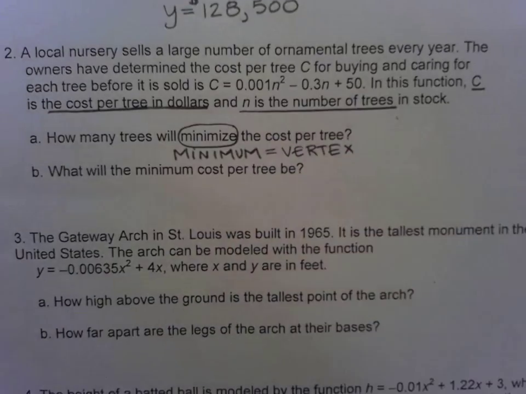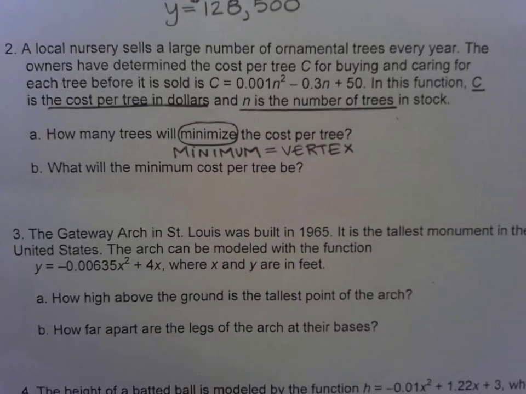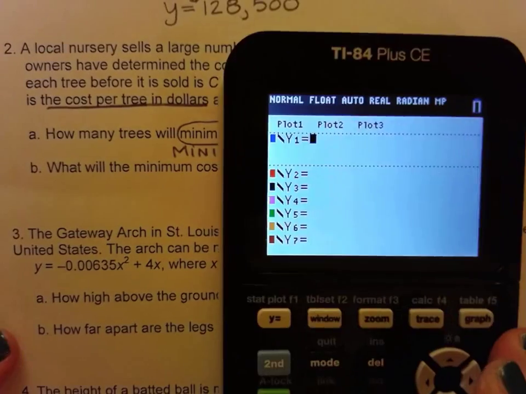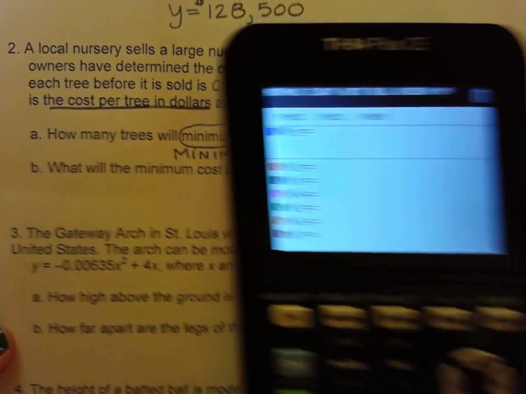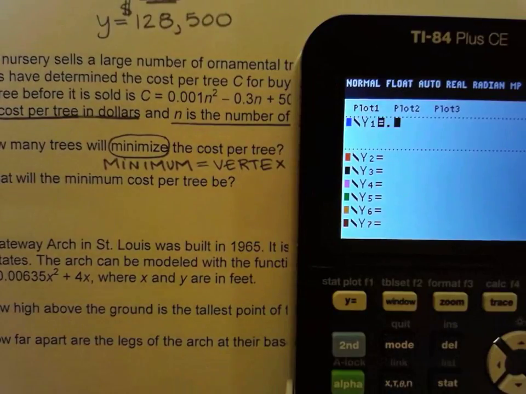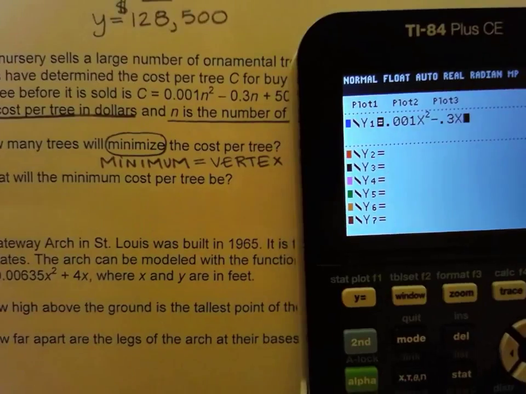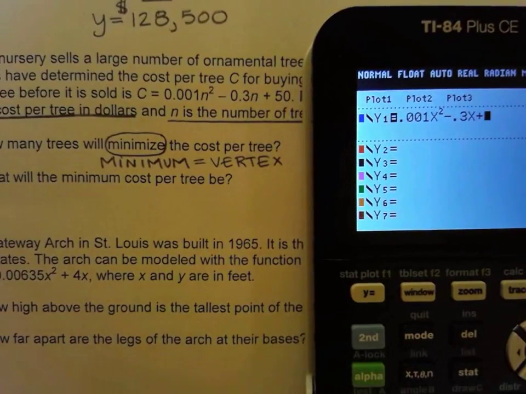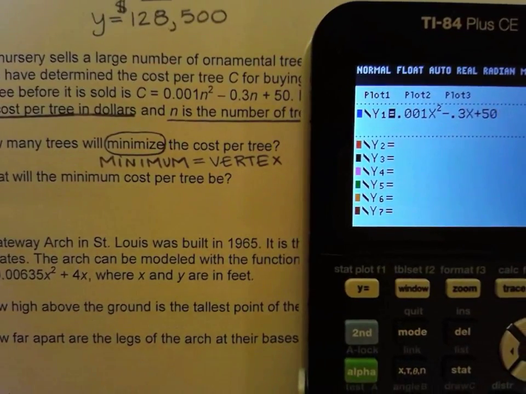So to look for a vertex, we're going to put this in the calculator and graph it and find that minimum. All right, so where's my equation? Here we go. So we're going to put this into the y equals 0.001 x squared minus 0.3x and then plus 50. You should put this in your calculator too so that you can follow along with me. And if at any time I'm going too fast, go ahead and pause the video and catch up.